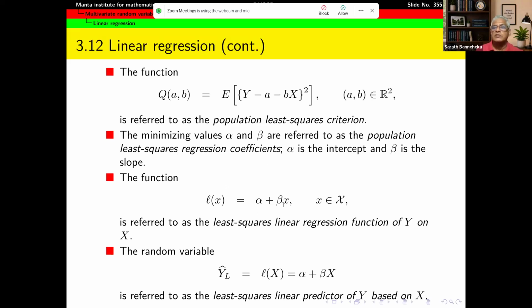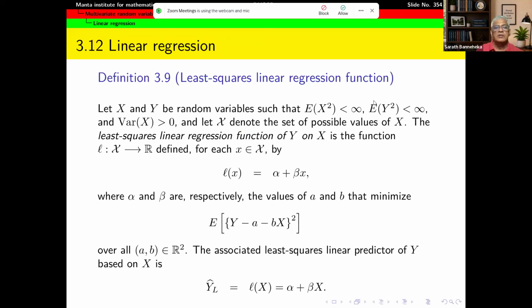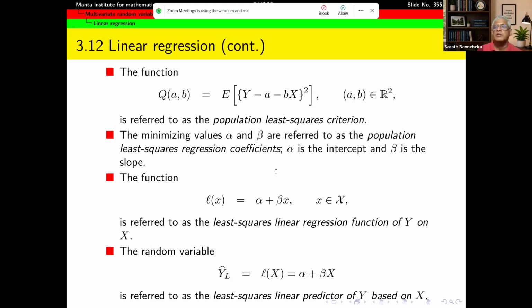So this function that we considered earlier is the same as the least squares linear regression function. So it's just a mathematical function. It's referred to as the least squares linear regression function of y on x. So this random variable we just mentioned is referred to as the least squares linear predictor of y based on x.